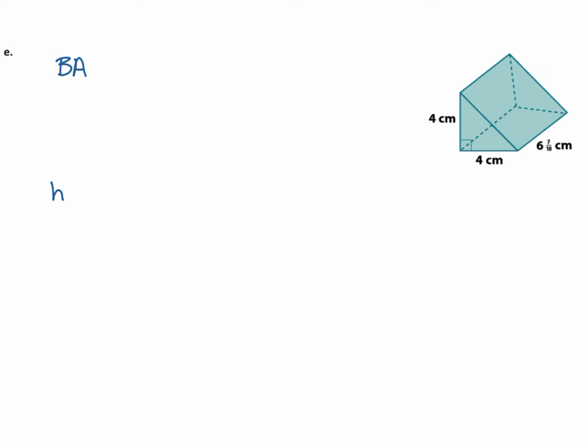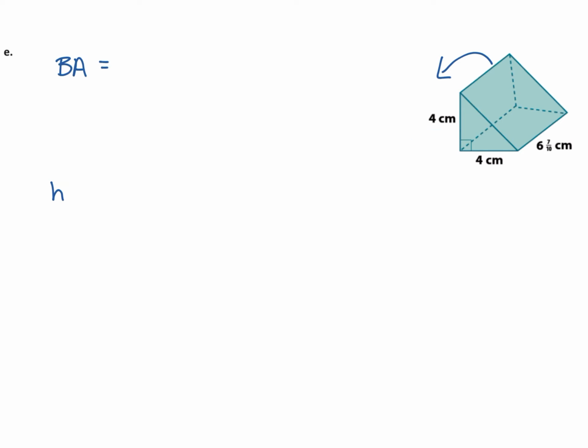For part E, the base area isn't actually this rectangle, because for prisms, we need the bases to be connected by rectangles. So what we're going to do is we're going to tip this up on its end. So now it's going to look something like this. Like a triangular prism with this triangle on the bottom.